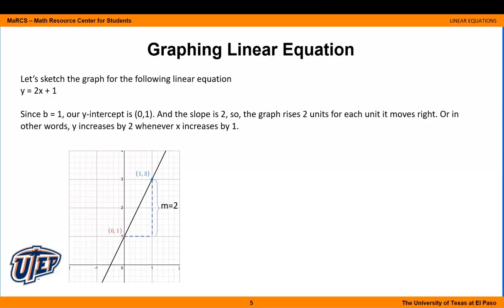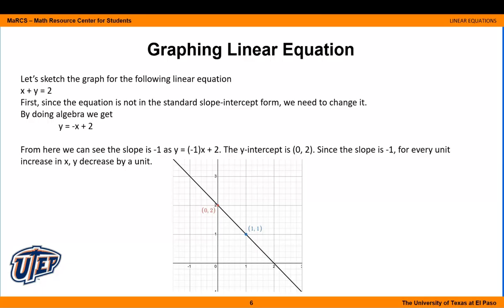Now let's graph a line. We're given the equation y = 2x + 1. Since this is already in slope-intercept form, we can go straight to graphing. The y-intercept is 1, so we start at the point (0, 1). The slope is 2, so we go up 2 and right 1 to get additional points.